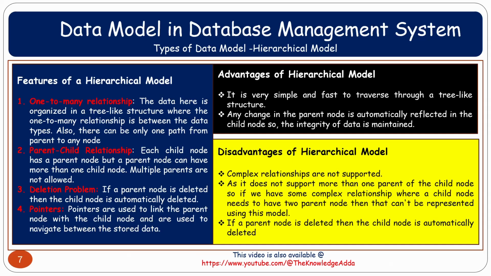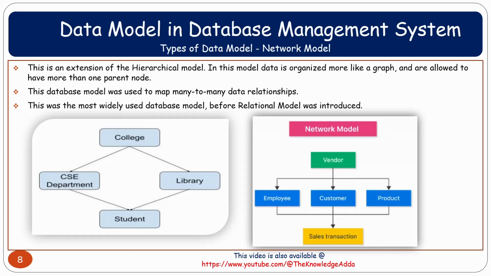When you discuss the disadvantages of the hierarchical model, complex relationships are not supported, as it does not support more than one parent for one child node. So if we have a complex relationship where the child node needs to have two parent nodes, that cannot be represented using this model. And if a parent node is deleted, then the child node is automatically deleted. So these are some disadvantages of the hierarchical model.